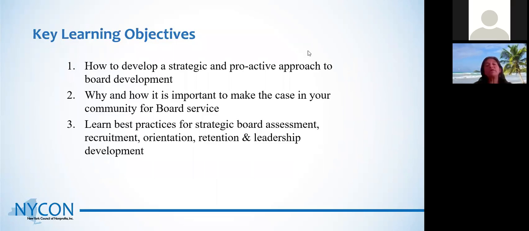And then we'll really talk about best practices for strategic board development, including assessing the board, its composition, its performance, planning for board recruitment and the nominating process, making sure that you have a good onboarding process, and then helping to ensure that board members stay on the board for their specified period of time, for their terms, and also for building leadership among board members.